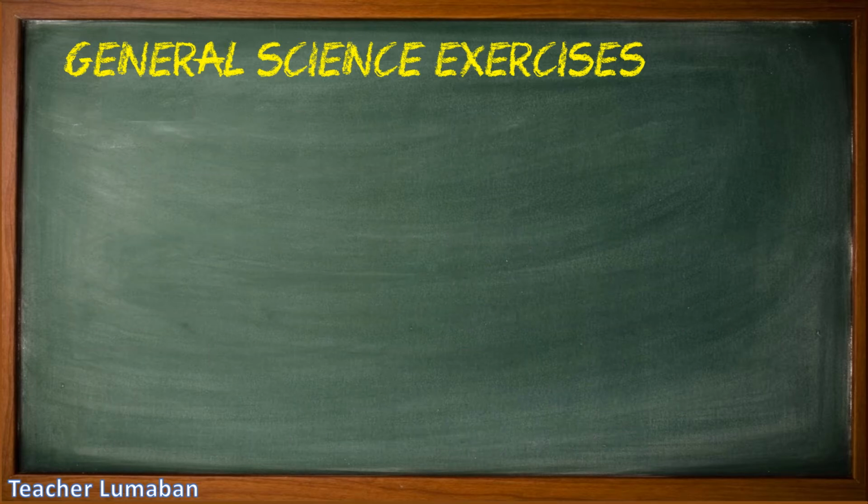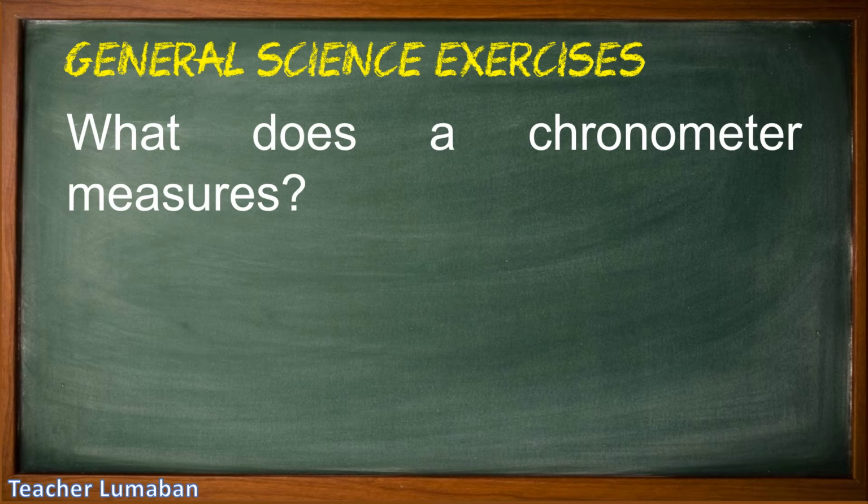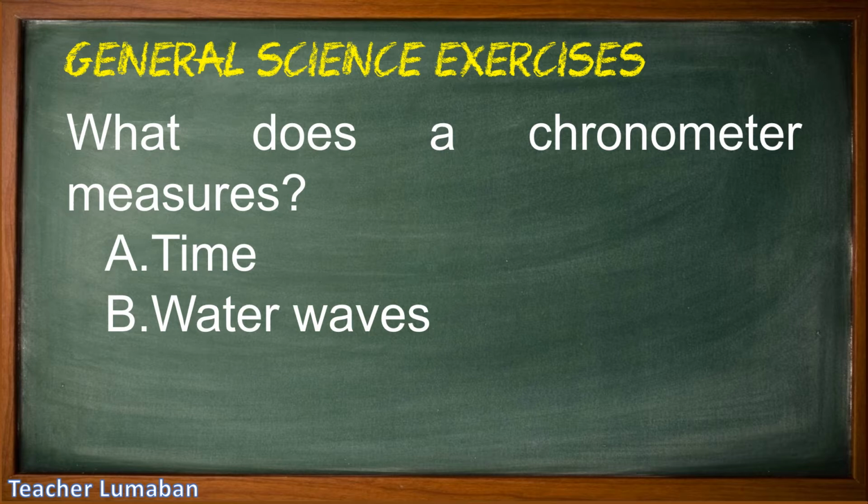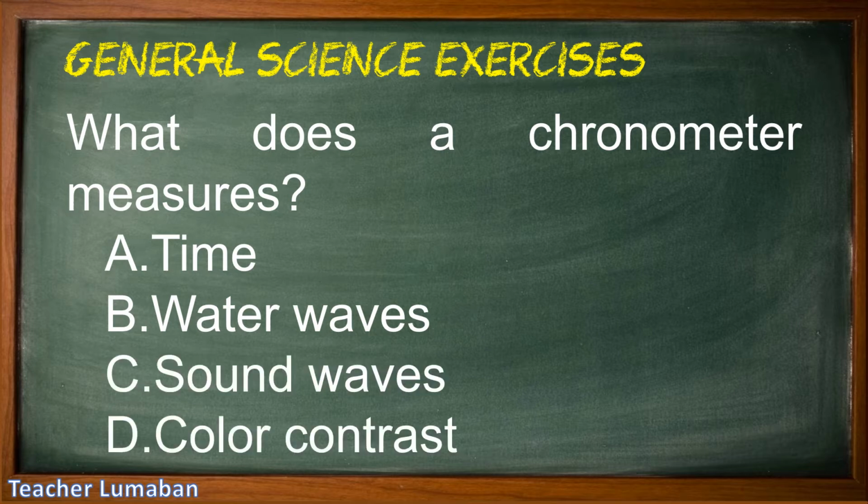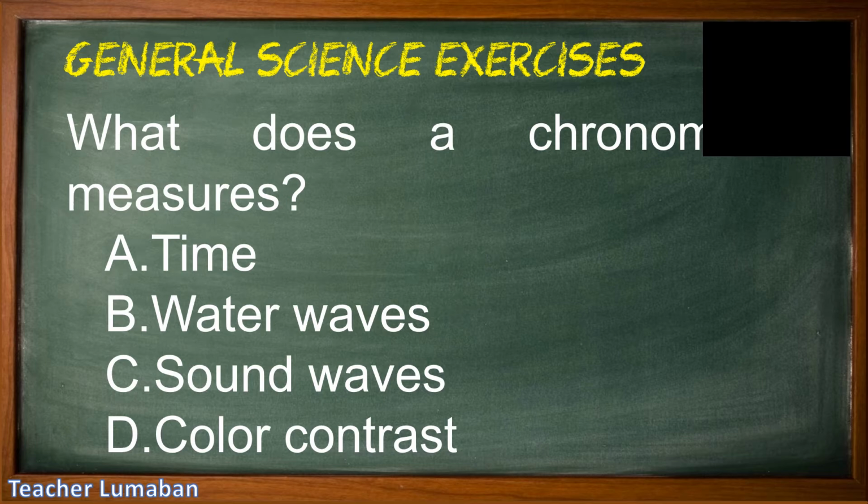What does a chronometer measure? Letter A, time. Letter B, water waves. Letter C, sound waves. Letter D, color contrast. Choose the suitable answer to the following choices in 5 seconds.